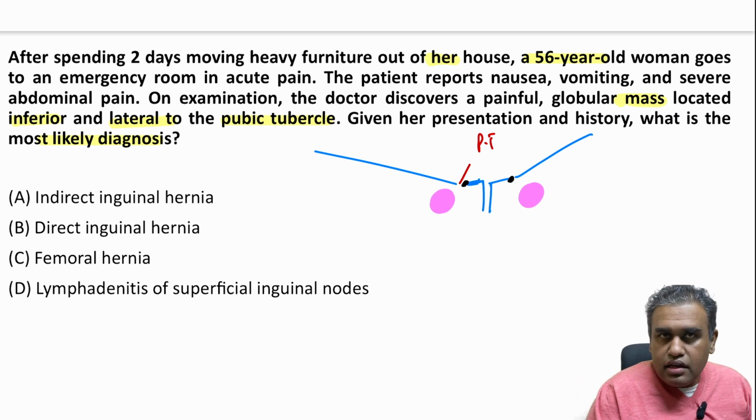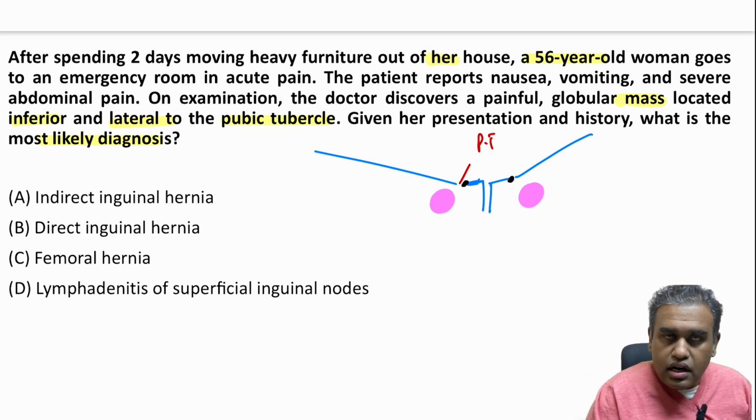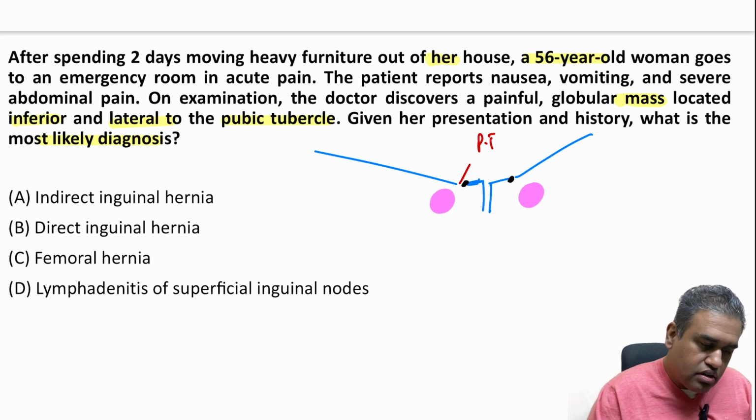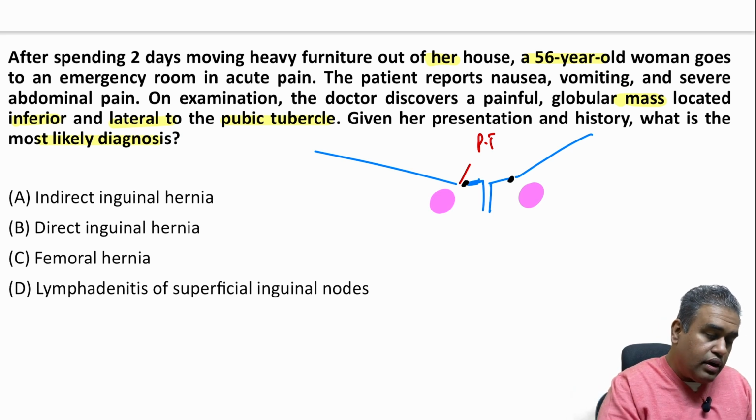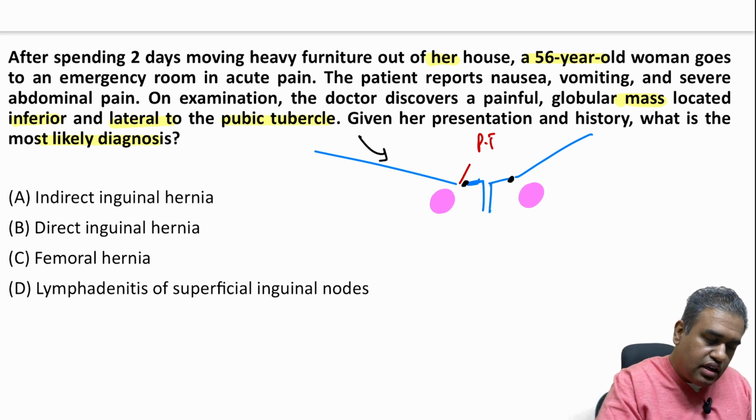Now, a lady doing intensive hard work, moving the furniture, presents with this particular finding. Is this an indirect inguinal hernia? It can be, but the location is different. An indirect inguinal hernia actually comes from the inguinal canal. This will be the site of an indirect inguinal hernia. So location wise, you can rule this out.